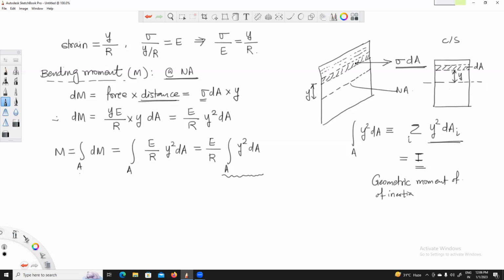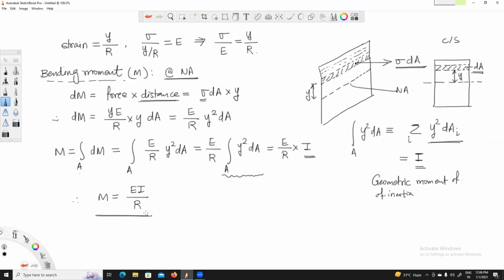So how to find it? Consider area dA, distance y, square the distance and multiply with the area. So it is y square dA. This is a particular small area. You have to do it for all fibers, so sum it up. It will be the summation of y square dA. So this term is basically, this is E upon R multiplied by the moment of inertia, generally known as geometric moment of inertia or second moment of inertia, because we square the distance. All right, so let me denote this as I. So what we have got here, therefore, is that the bending moment is given by EI divided by R.